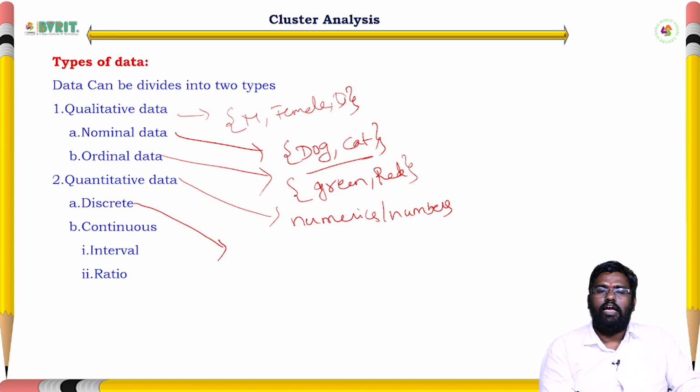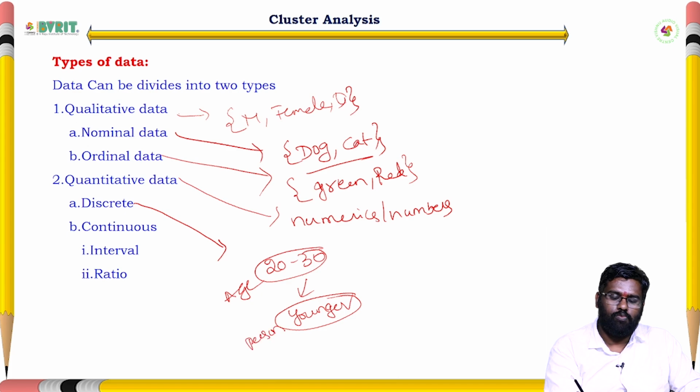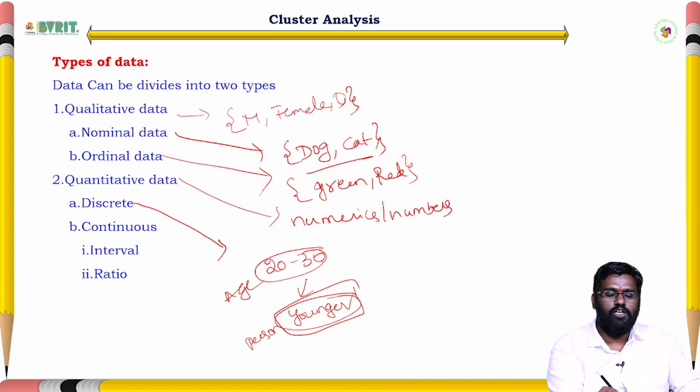See here, in discrete values, for example, I take the age of 20 to 30, that is younger age. Within that range, we analyze the age and this person's status, property. We are discretizing, so for this range, all persons belong to younger. That is discretization.